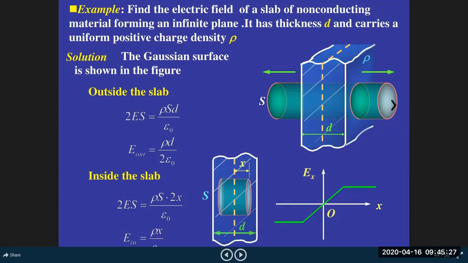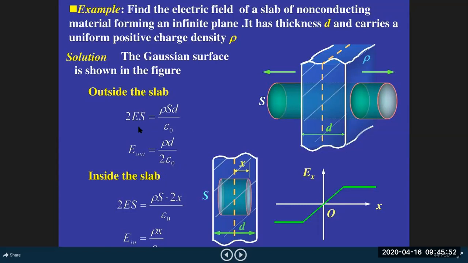While you are considering the flux at this side, then flux inside will be non-zero. Flux inside will be 0 if it is a conductor. And if it is a non-conducting material, then flux will also be there inside the thick sheet. But this flux and this flux may not be equal. So first of all, we have to draw.